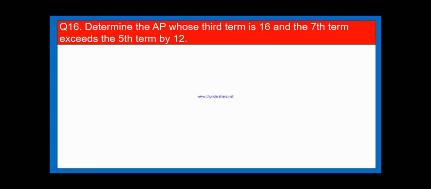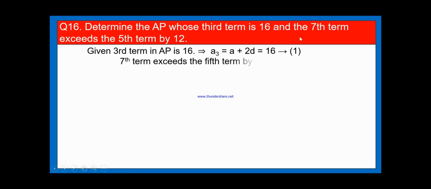First of all, the third term is given, that is A3 is equal to 16. A3 means a plus n minus 1 d, 3 minus 1 is 2, so a plus 2d is equal to 16. It is the first equation.